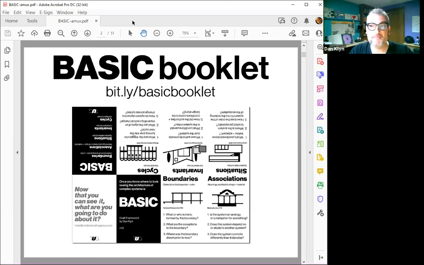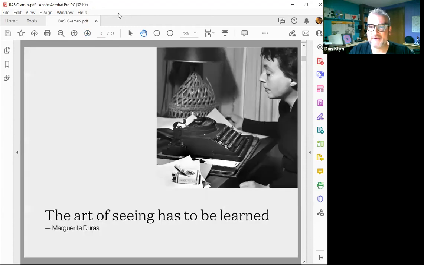So the booklet is meant to help you see architecture. And that is not always a straightforward proposition. I agree with this quote that I found from the French filmmaker here, whose name I won't slaughter, but she worked in film, she worked as a playwright, she worked as a poet, and all of those different ways of making help you develop this art of seeing.